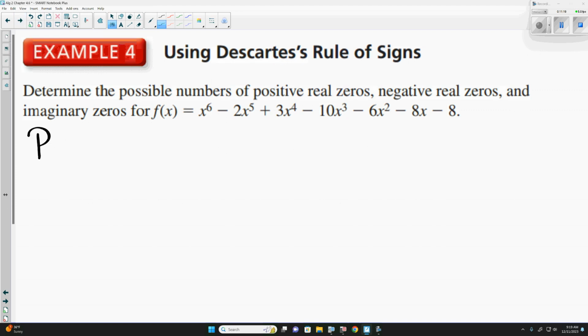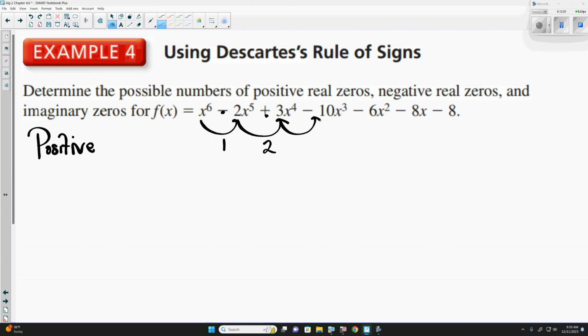So if we want to find the number of positive zeros, we take the function, this here, and count the number of sign changes. So if we look at x to the 6th to x to the 5th, does the sign change? Yes, because x to the 6th is positive, x to the 5th is negative, so that's one sign change. Now we go from x to the 5th to x to the 4th. Does the sign change? Because x to the 5th is negative, x to the 4th term is positive, so does the sign change from here to here? Yes.